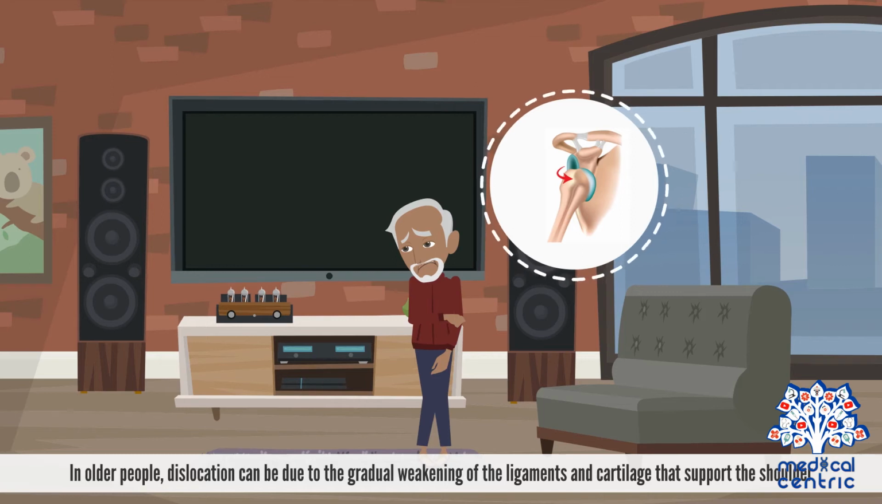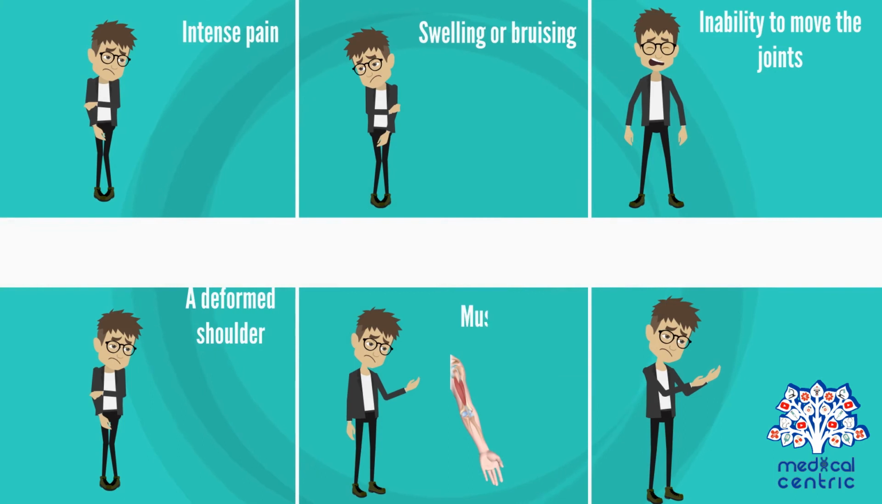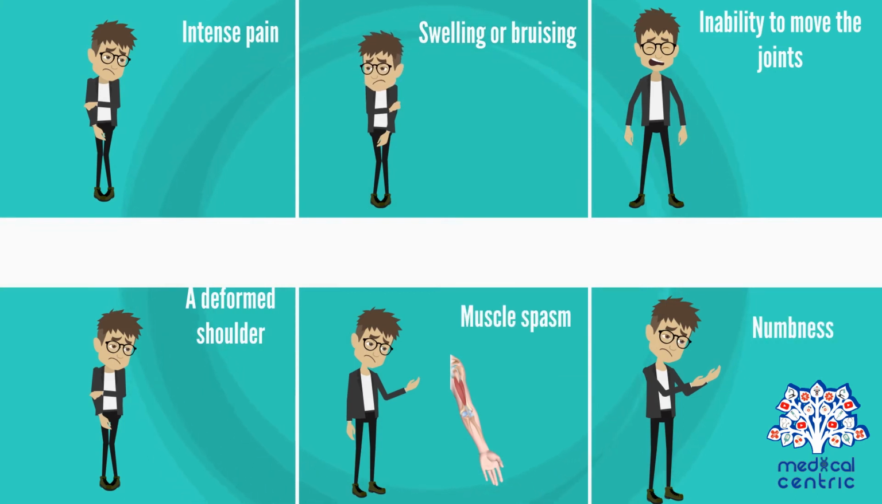In older people, dislocation can be due to the gradual weakening of the ligaments and cartilage that supports the shoulder. Symptoms: intense pain, swelling or bruising, inability to move the joints, a deformed shoulder, muscle spasm, numbness or tingling near the injury, such as in the neck or down the arm.